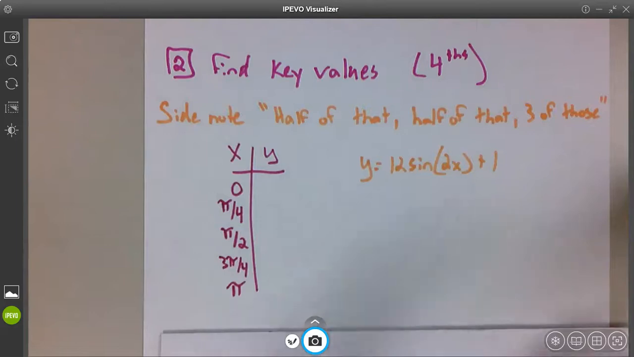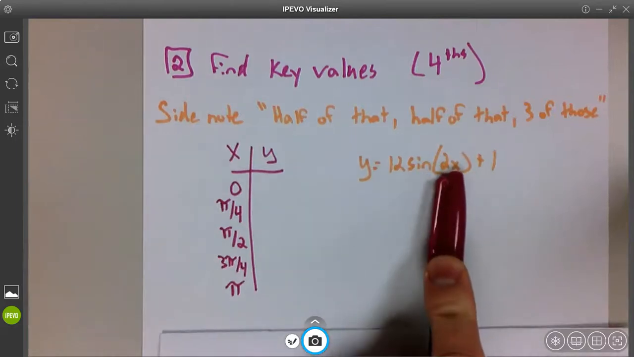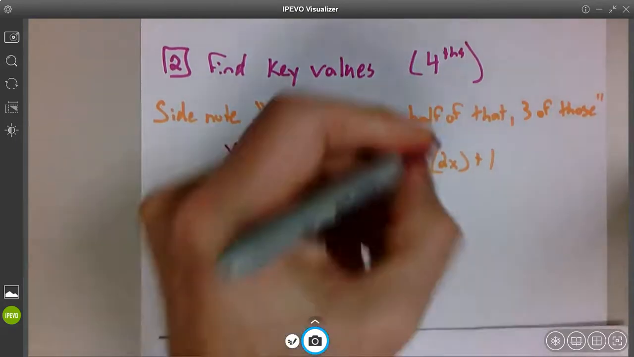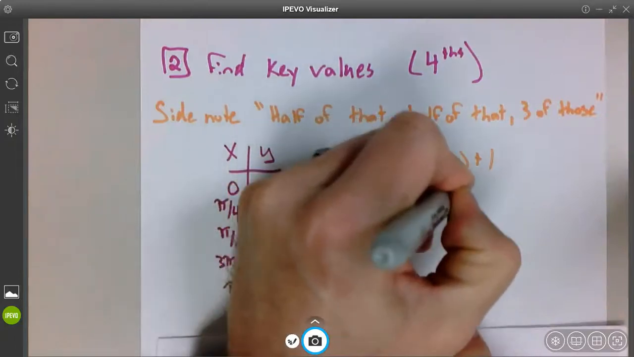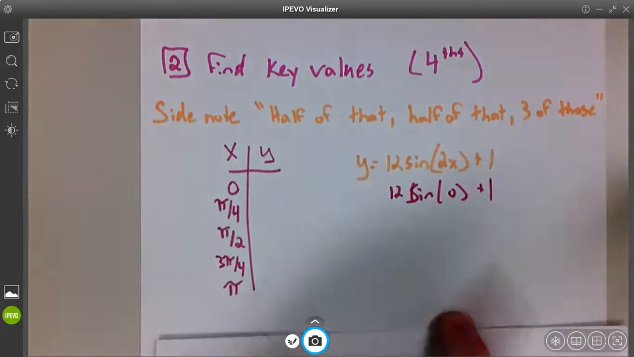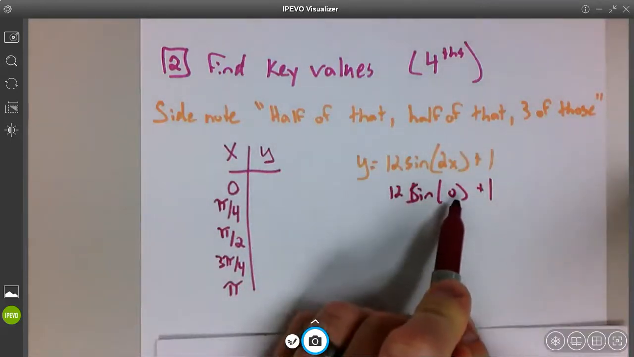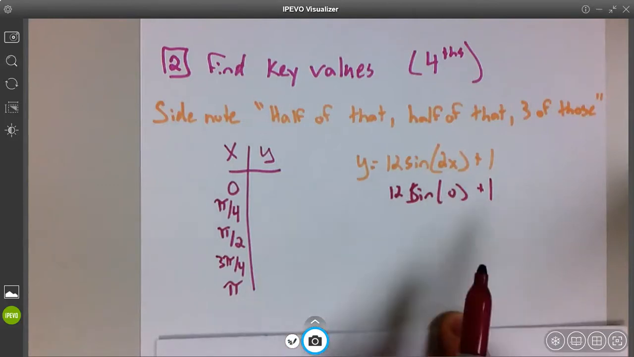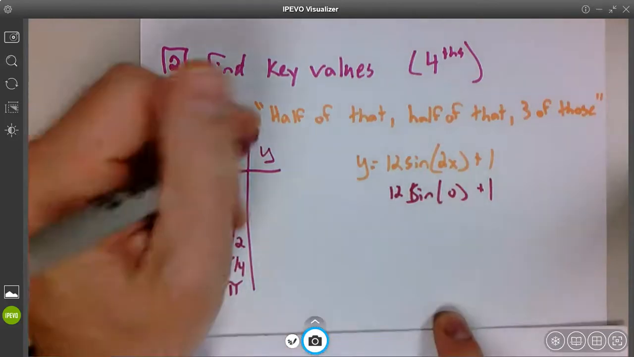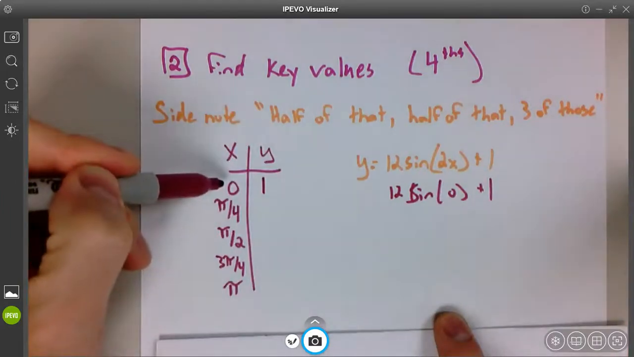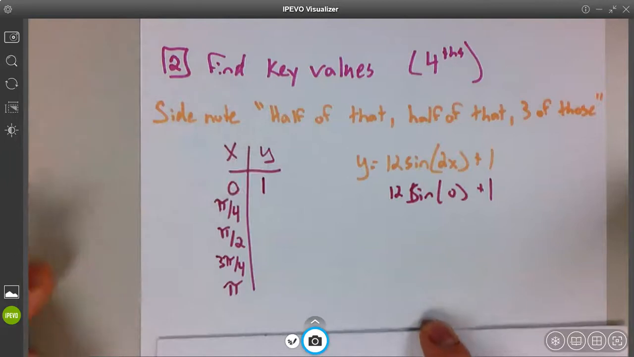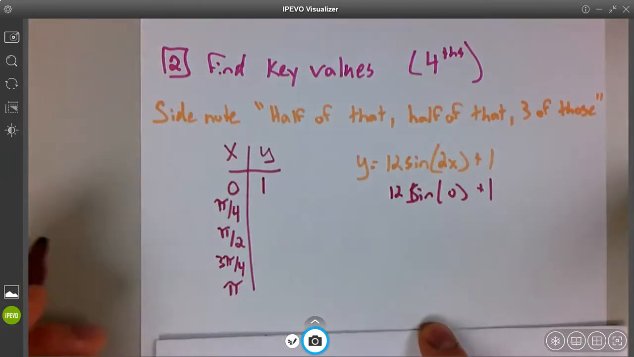I'm going to plug in a 0. I'm going to take 2 times 0, and I get 0. Awesome. So now this becomes 12 sine of 0 plus 1. Okay. Well, the sine of 0, we should be getting good at these. Sine of 0 is 0. 0 times 12, 0. 0 plus 1, 1. So when I plugged in a 0, I ripped it through all the trigonometry and arithmetic, and it kicked out a 1.